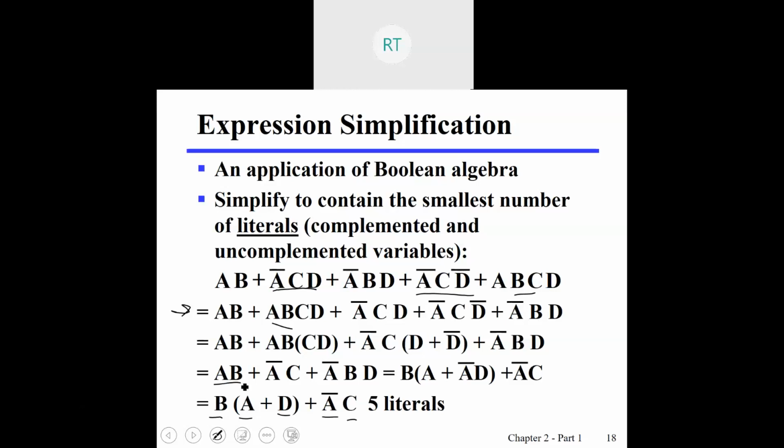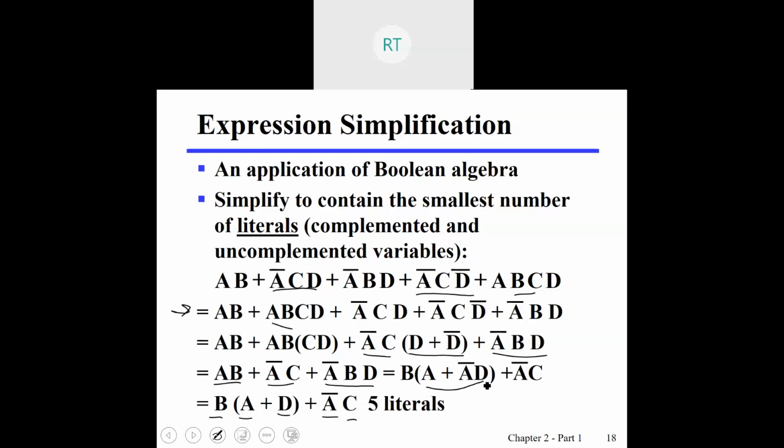And you will take A bar C as a common factor. So D plus D bar is a 1. You are left with A bar C. And this will not be simplified. We still have it here. Now, what can you do? You can take B as a common factor. So what we used here is distributive law. It is A plus A bar into A plus D. And of course, A plus A bar will give me a 1. So I am left with A plus D.